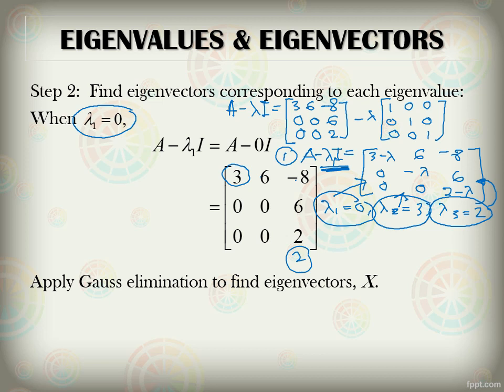So you have negative lambda here. Substituting lambda 0, this is 0. And 2 minus 0 remains 2. So this is A minus lambda 1 I, which is A minus 0 I. So it basically means matrix A. Alright?